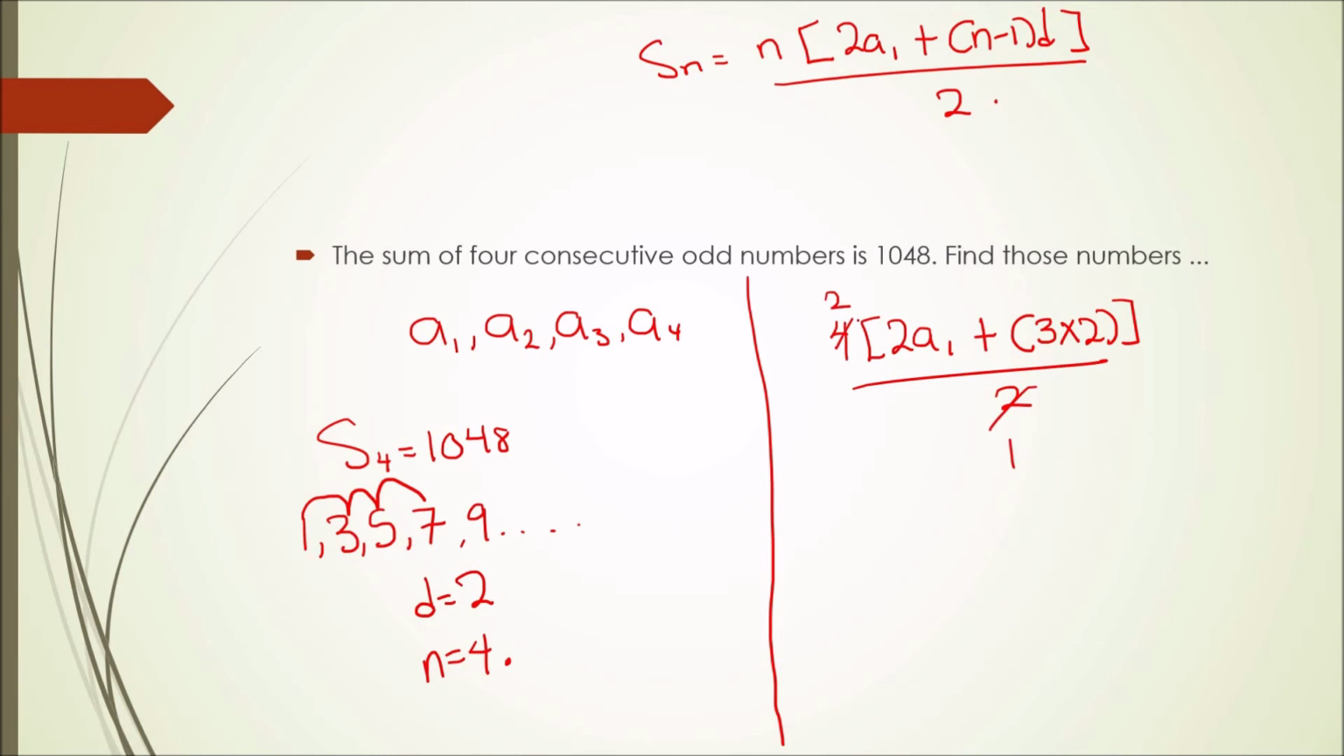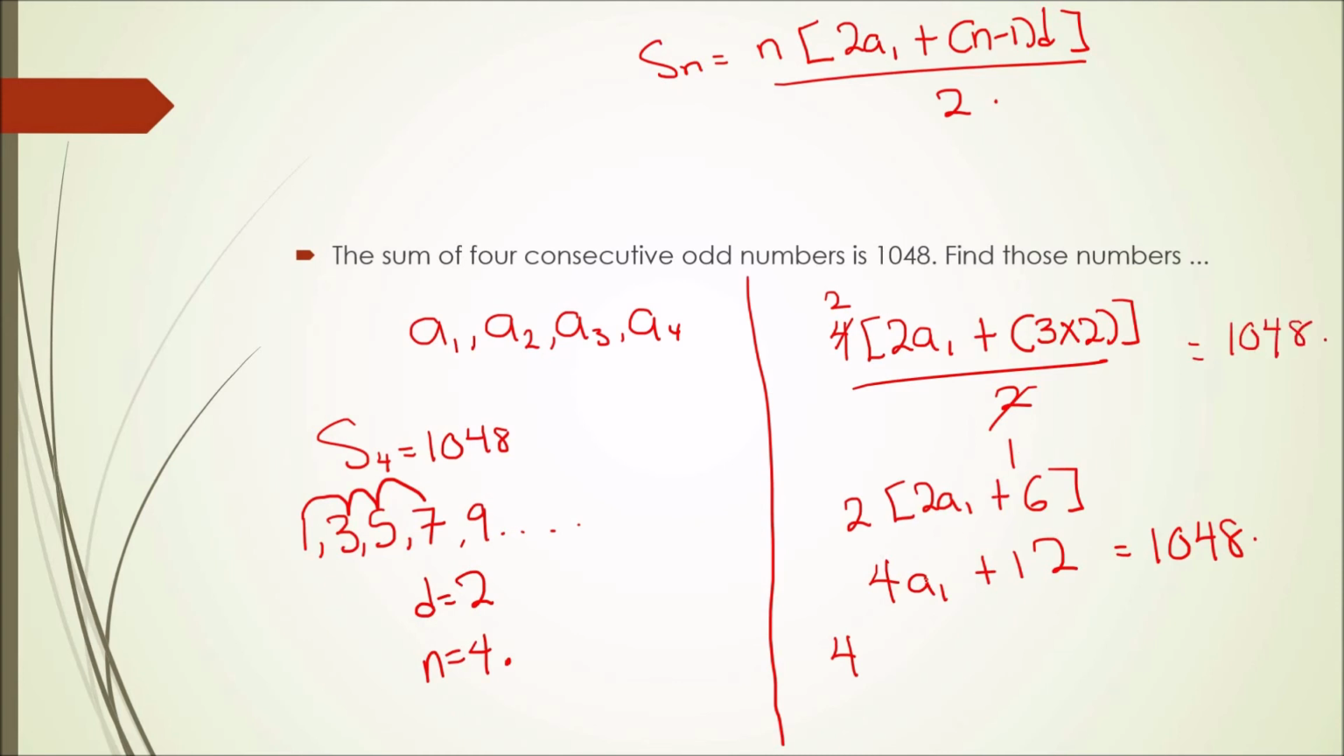Now let's open the bracket. Let me just put it here so that we're not confused. 2a1 plus 3 times 2 is 6. Now let's open. 2 times 2, 4. 4a1 plus 2 times 6, that's 12. Remember, everything equals 1048, because that's S4. Now 4a1 would be equal to 1048 minus 12, and that should be 1036.